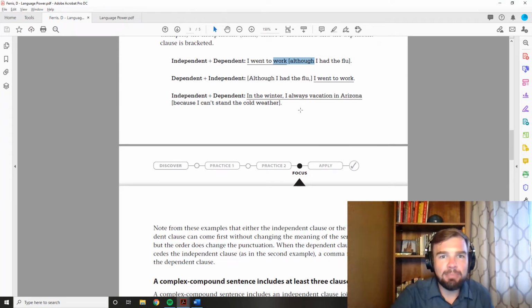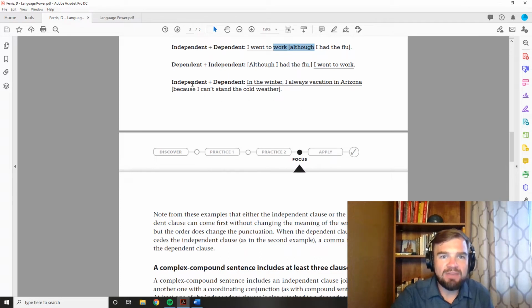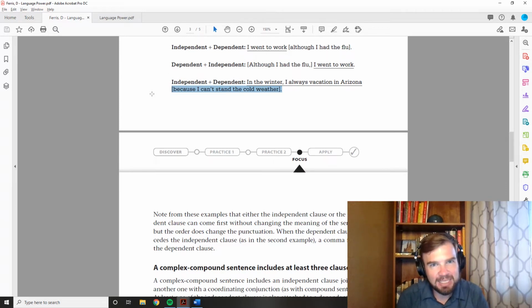So our last example, where we have independent first, then dependent. In the winter, comma, I always vacation in Arizona because I can't stand the cold weather, right? Because I can't stand the cold weather, that's the dependent clause. It cannot be a sentence by itself. We are connecting it with because. Because is our subordinating conjunction, and we have a complex sentence.